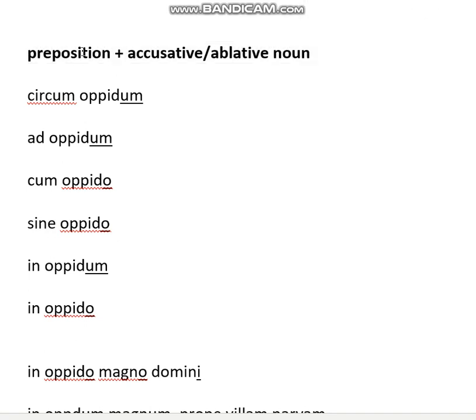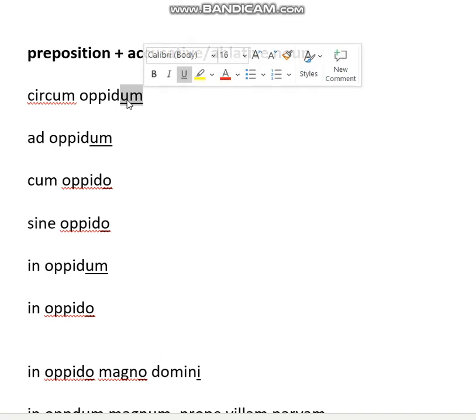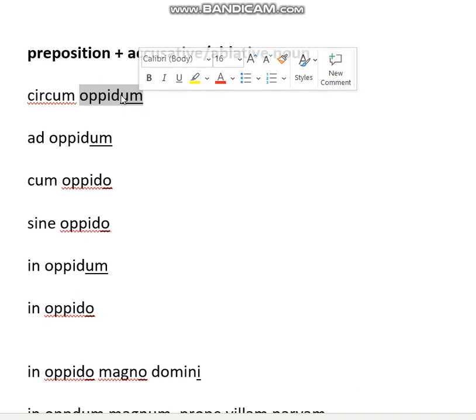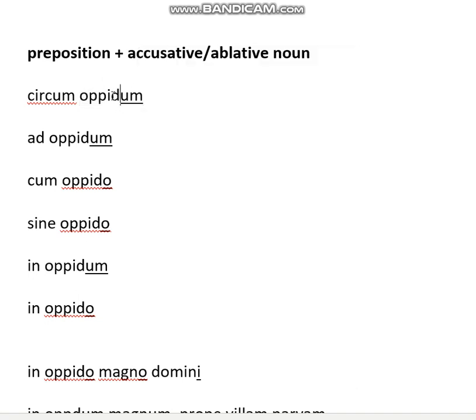As I've said before, whether it's accusative or ablative will depend almost entirely upon which preposition it is. So if you have a preposition like circum or ad, and there are others like prope or per, you will always have an accusative case ending for words like circum and ad. So these types of prepositions. Now, the fact that oppidum is accusative doesn't mean anything in particular.